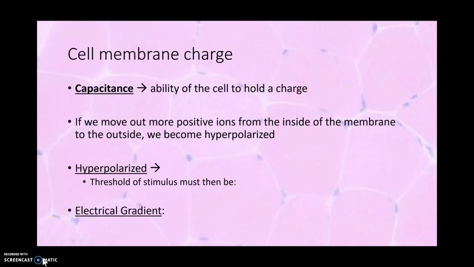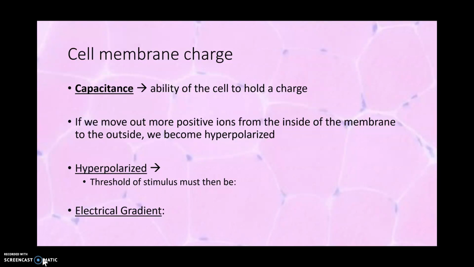We talked about before, with the drawing of the cell membrane charge, that in its polarized state, muscle cell tissues are about negative 70 millivolts. And we talked about how the negative anions within the cell stay there. So as we pump the potassium out, it's naturally more permeable, and the cell is naturally negative on the inside. So what is capacitance?